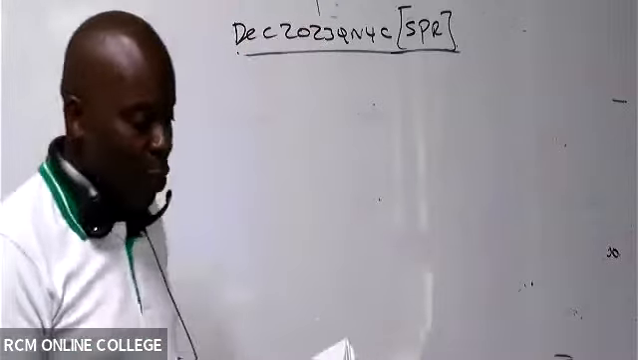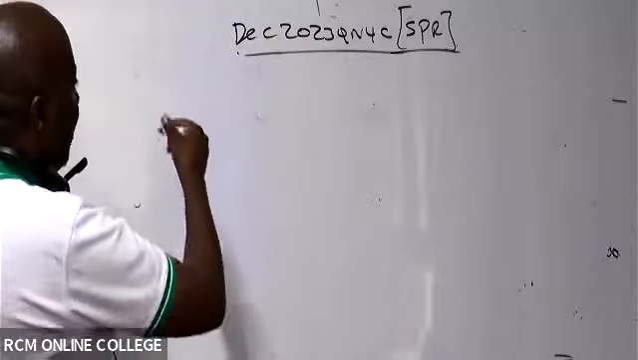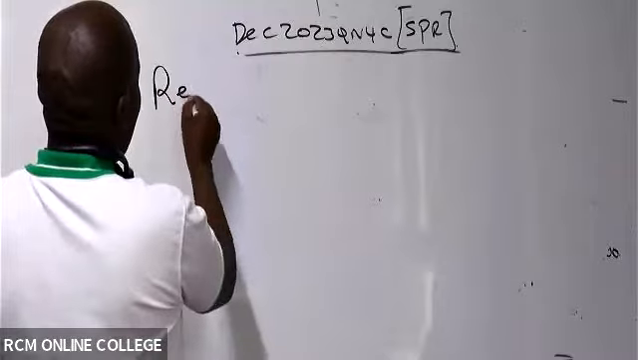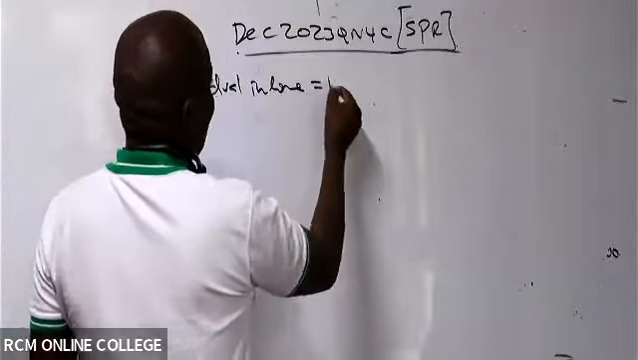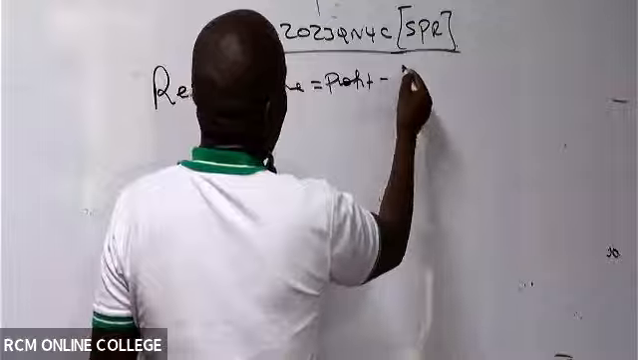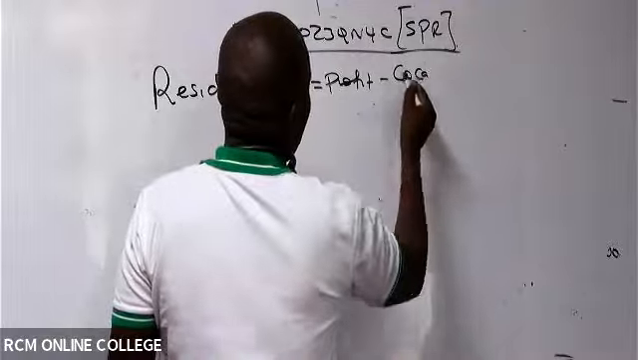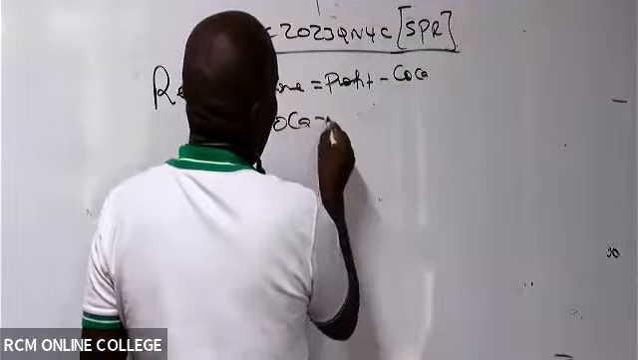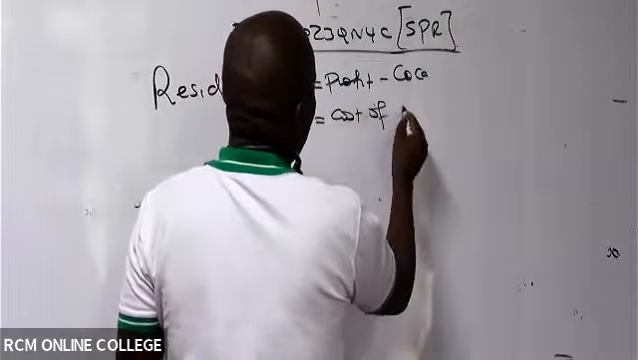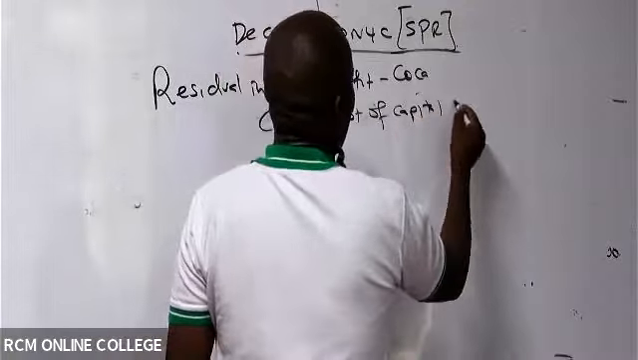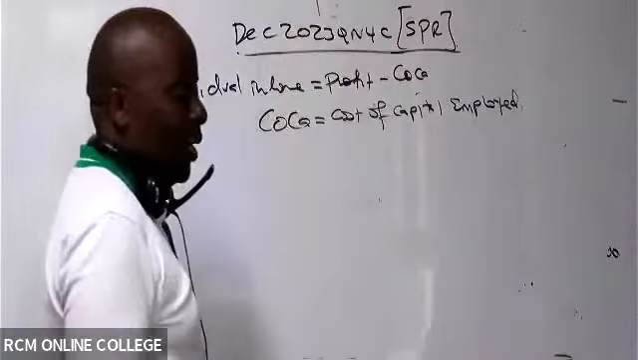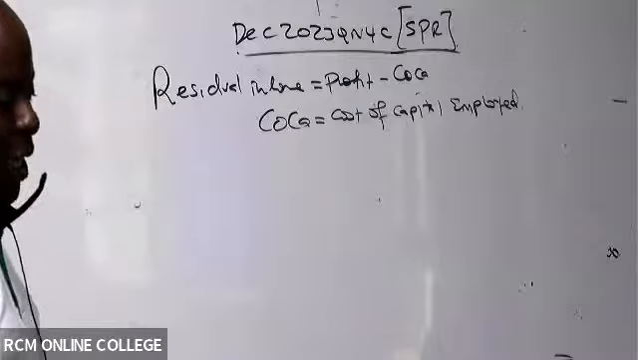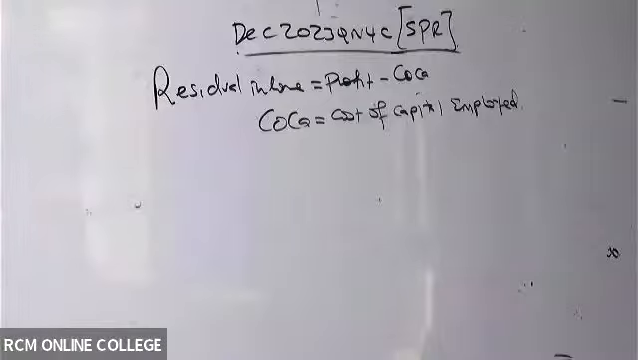Required, they want us to give them residual income. So this then will be profit minus cost of capital employed. Remember, COCA stands for cost of capital employed. Cost of capital employed. That is our COCA.